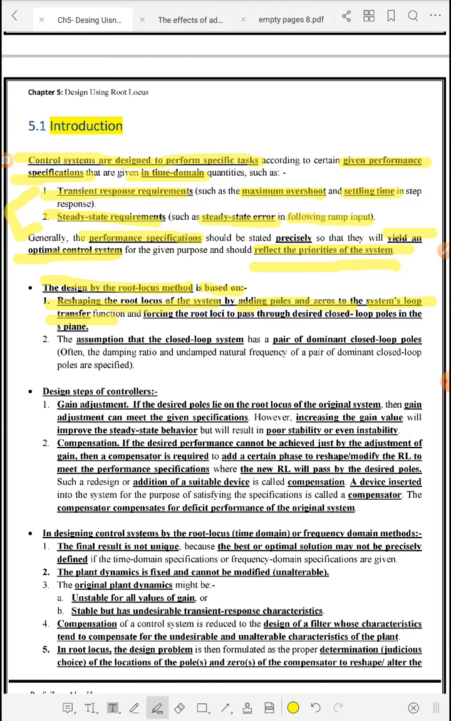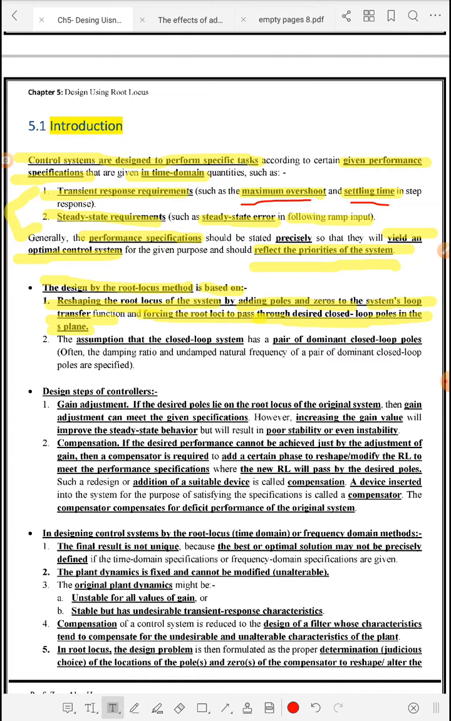And when we add poles and zeros to the original system, in this process we are forcing the new root locus, after the addition of poles and zeros, to pass through certain desired closed loop poles that will be specified based on the maximum overshoot and the settling time. So this is the first fact that the design process in root locus is based on.